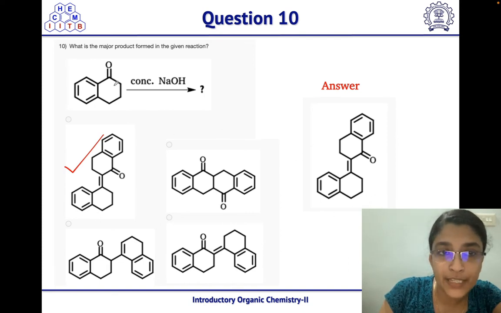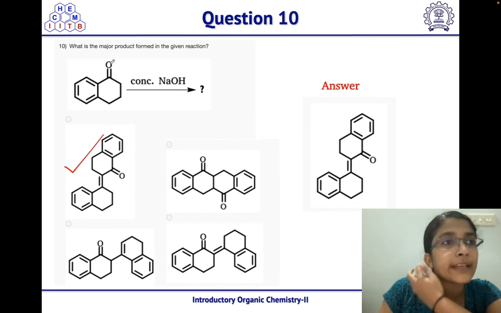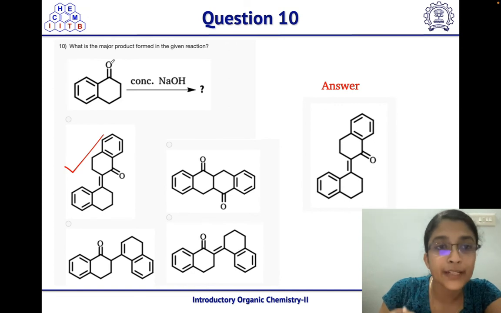First enolate will be generated here, then it will again add on to this ketone. That enolate will add on to this ketone. That is, it will undergo self-aldol condensation reaction, self-aldol reaction, and then again it will undergo formation of enolate and then E1CB to get a double bond. That is alpha beta unsaturated ketone. So this is the right answer.